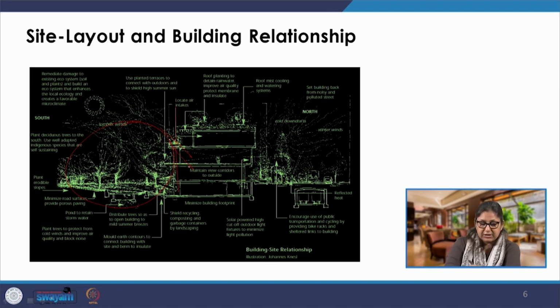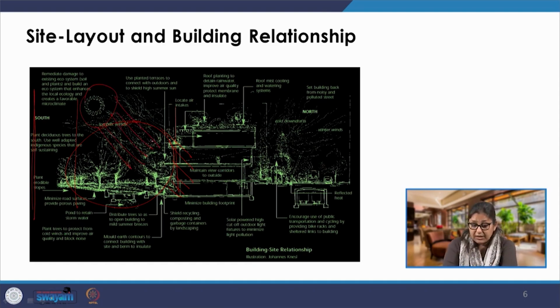So, there will be shading on the building. There will also be views towards the green, or there may be views which will be obstructed by the trees of the available views beyond that. There will be cutting down of sun.